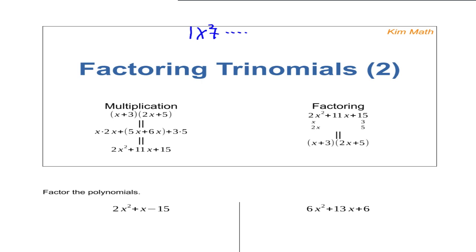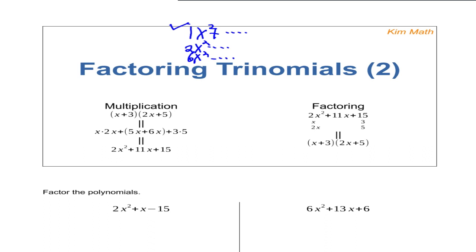But today we will discuss some trinomials starting with a number other than 1, like 2x squared something, or 3x squared, 5x squared, 6x squared something. So compared to this one, if your leading coefficient is greater than 1, we must think a little bit more, right? Because there is some more combination of numbers.